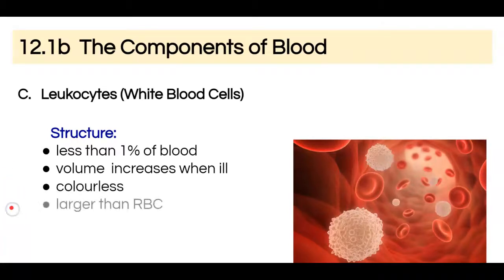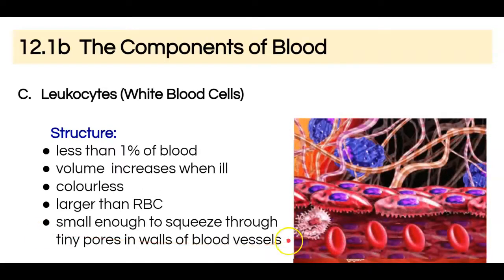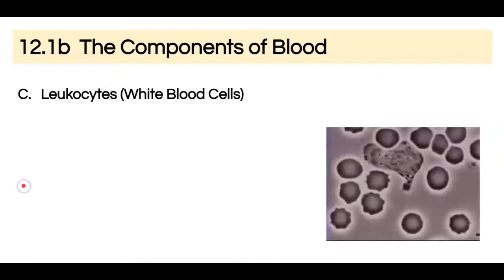They're colorless, and as we mentioned before, they're larger than our red blood cells. But, having said that, they still are small enough to squeeze through the tiny pores in the walls of our blood vessels, kind of like, oh, this was supposed to be a GIF. Not sure what's going on here, but these little white blood cells can go through the walls of our blood vessels to go to specific regions in our body to access them and to fight infection there. So there we have it.